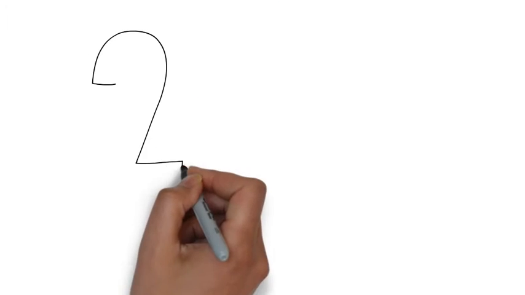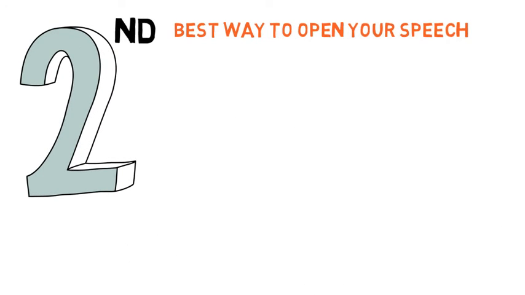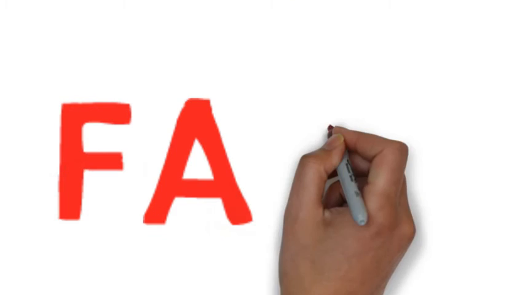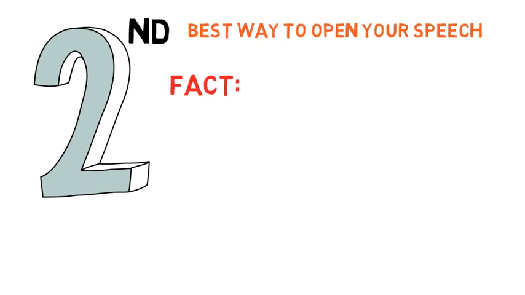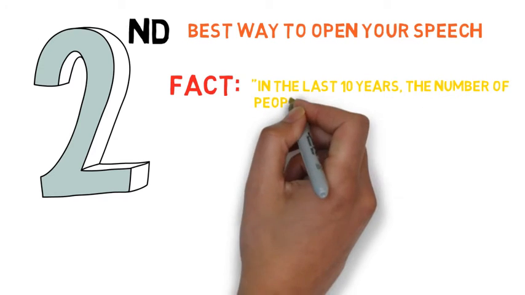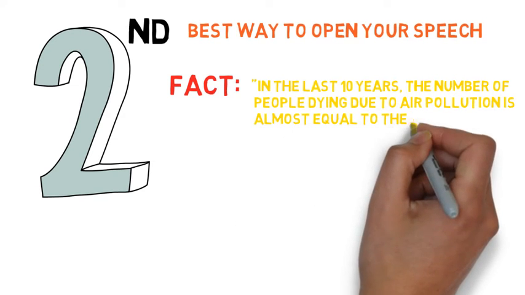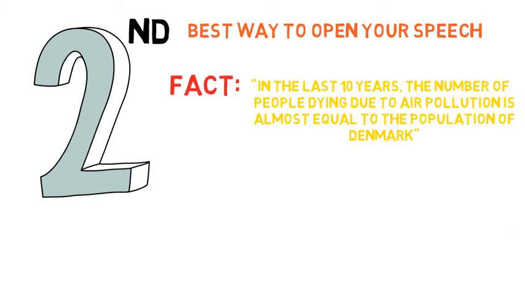Alright, now let's have a look at the second best way to do this thing. So the second best way is to tell something that is very shocking, like a fact that just boggles their mind. For example, look at this. In the last 10 years, the total number of people dying due to air pollution is roughly equal to the population of Denmark. I want you to listen to this once again.